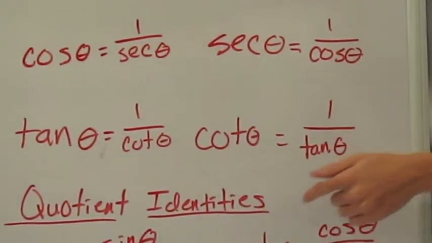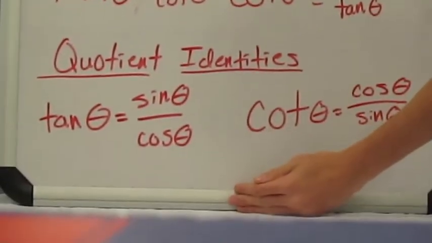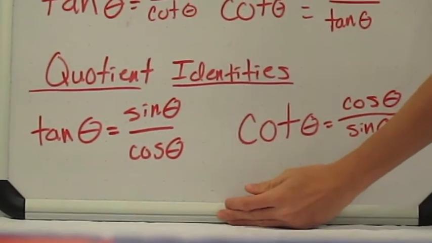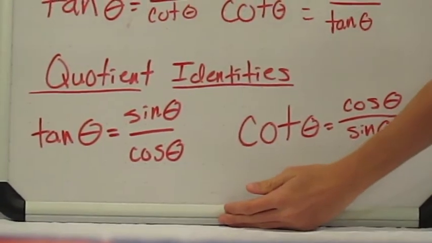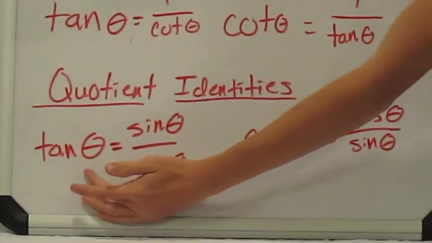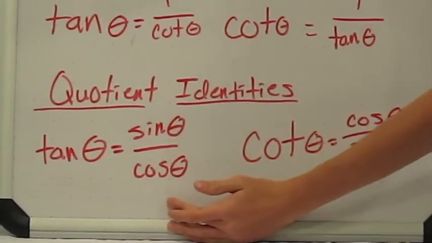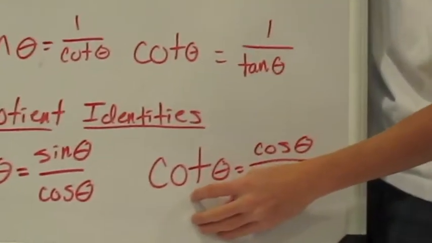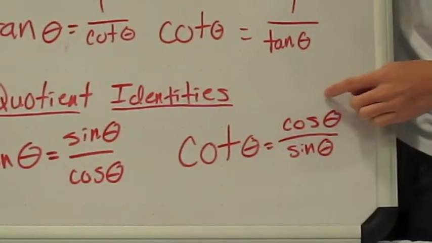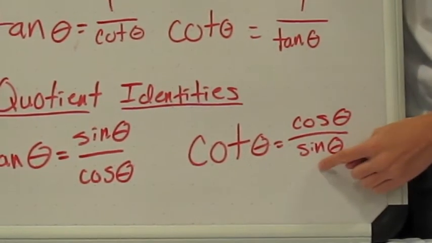On the bottom of the board here, I have the quotient identities. These are saying the relationships between sines and cosines and tangents. So, to begin, tangent equals sine theta over cosine theta, as well as cotangent goes for cosine theta over sine theta. Alright, so I've got another board here.